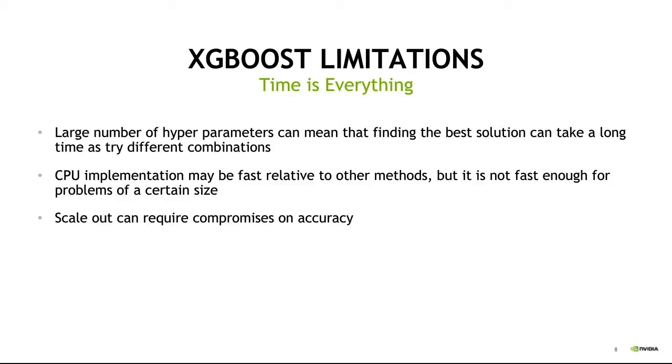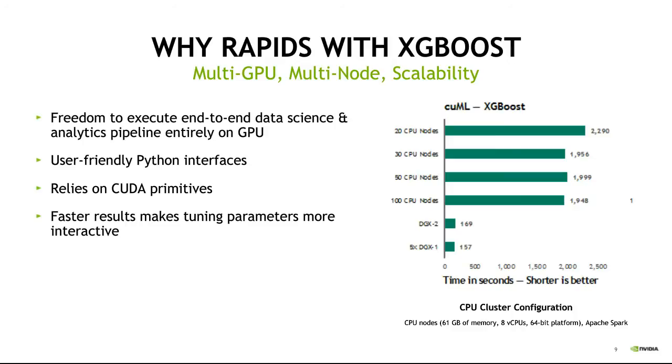CPU XGBoost relies on an approximate greedy algorithm for determining tree splits when the data set is too large to fit into memory. This can lead to a decrease in accuracy. For some prediction problems, this decrease in accuracy can actually be very costly to the business. With Rapids and XGBoost, data scientists are able to interact with their models in a more nimble way.